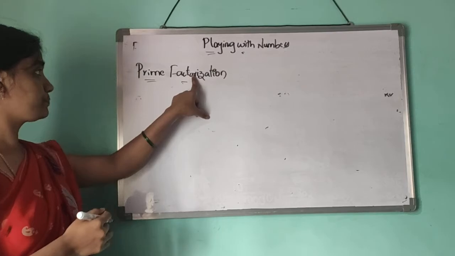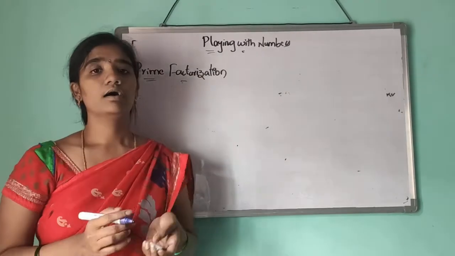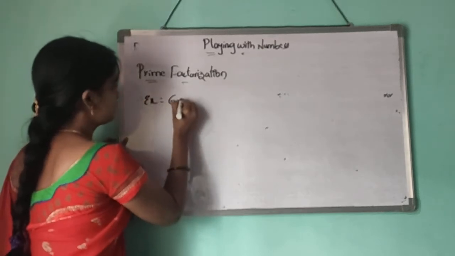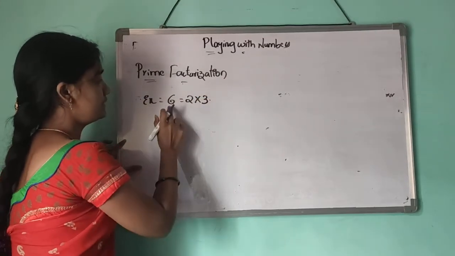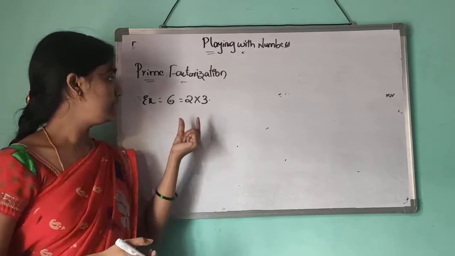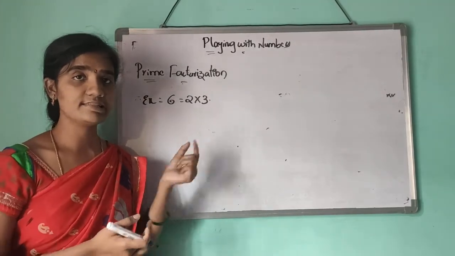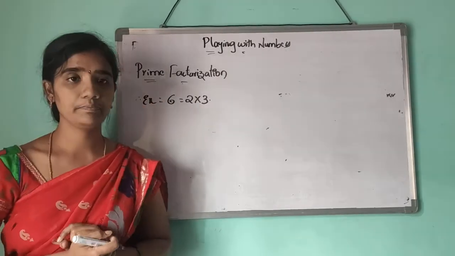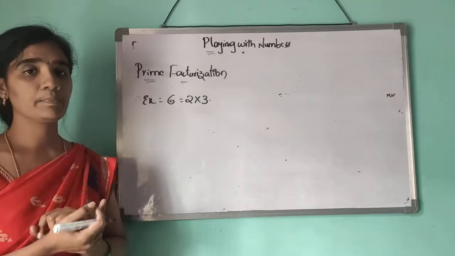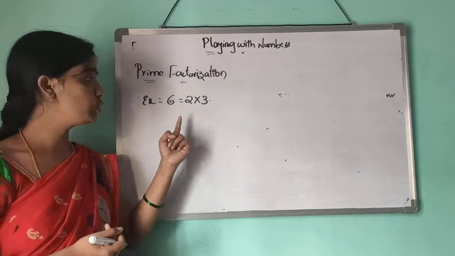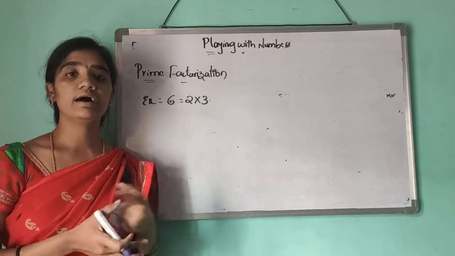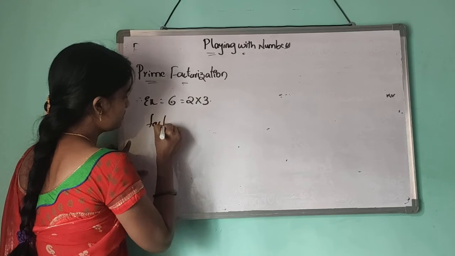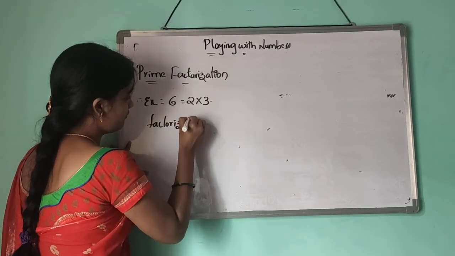Take an example. 6 is equal to 2 into 3. Here 6 is the product of its factors. What are the factors? 2 and 3. Now, when a number is expanded as a product of factors 2 and 3, we say that the number has been factorized.